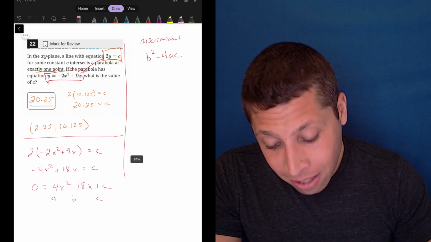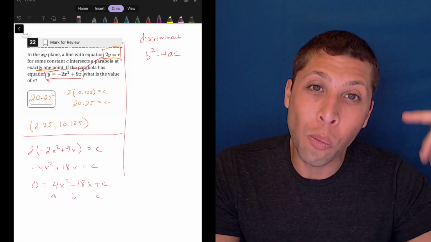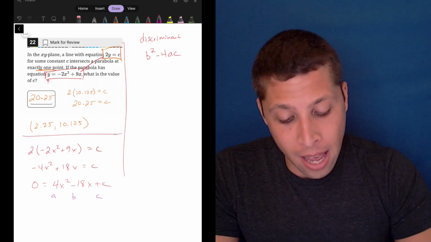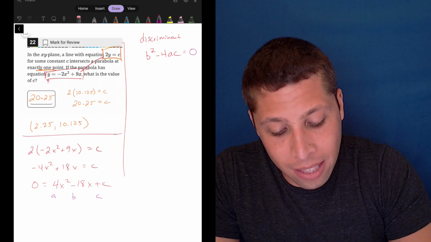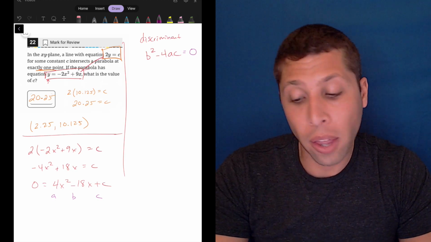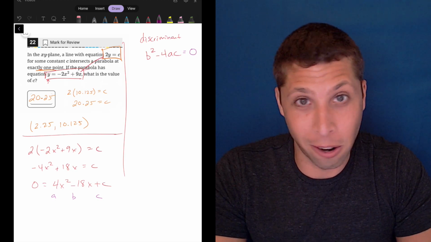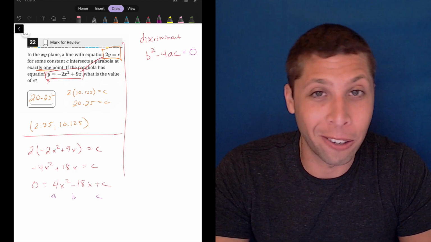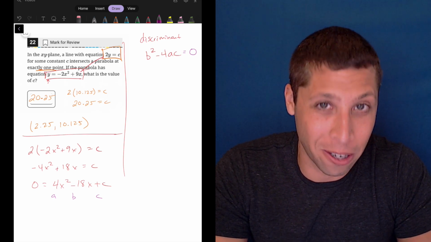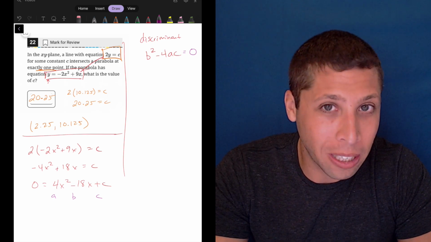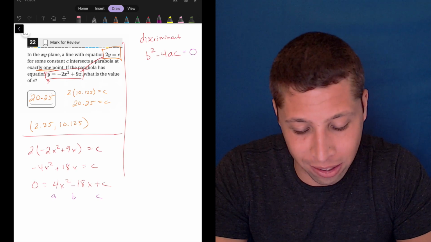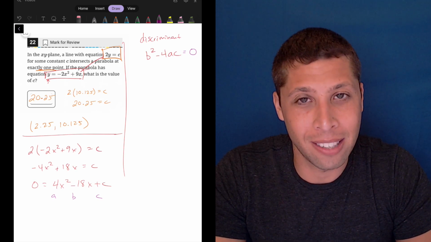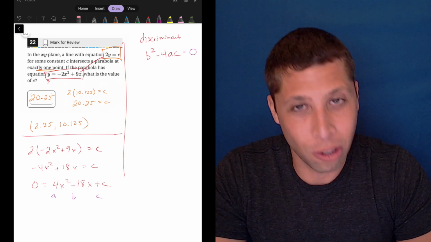And when I know that there is only one point of intersection, I know that b squared minus 4ac is going to equal 0. This is just a thing to memorize. So if I've already lost you, I get why you might want to do the calculator method. But this will come up in ways that we need to know this. So b squared minus 4ac is equal to 0 when we have one solution.